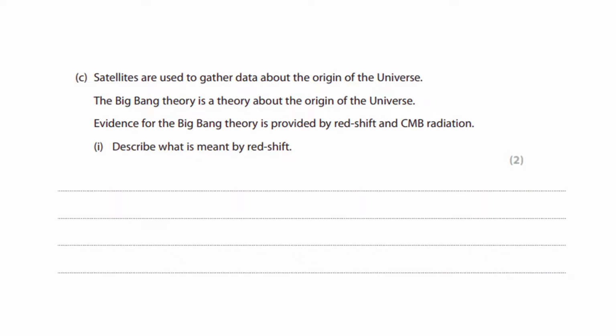Evidence for the Big Bang Theory is provided by redshift and CMB radiation. So you have to remember cosmic microwave background. Sometimes it's called the CMBR, because the R stands for radiation: cosmic microwave background radiation. Describe what is meant by redshift.